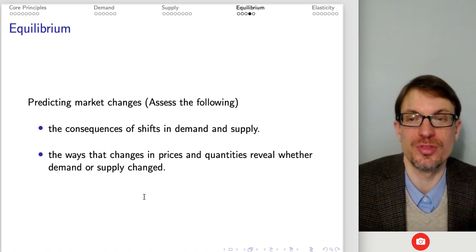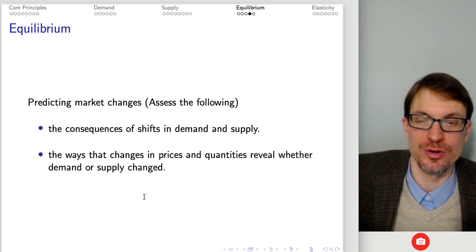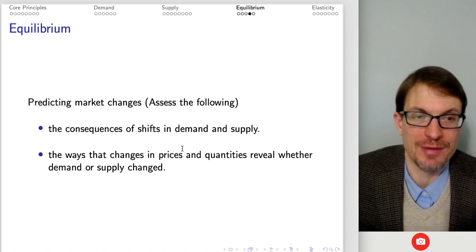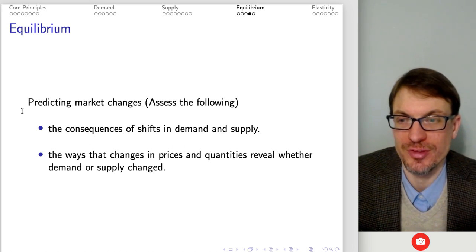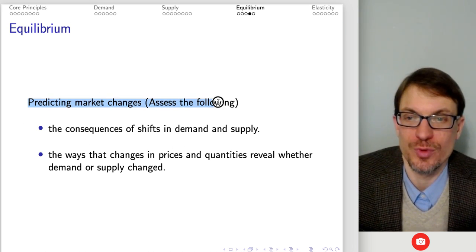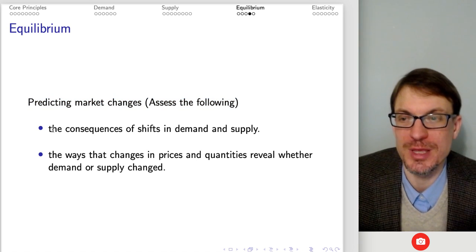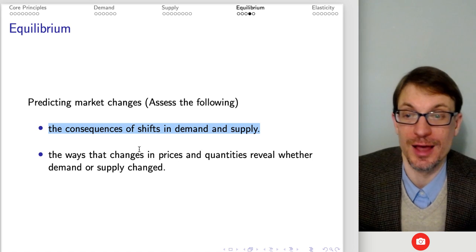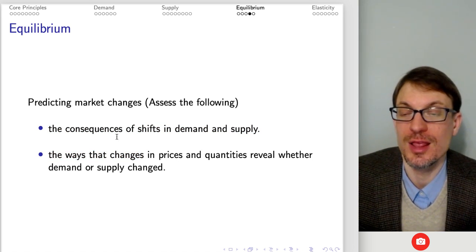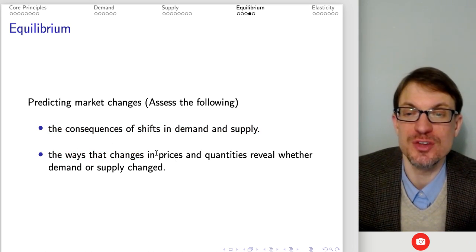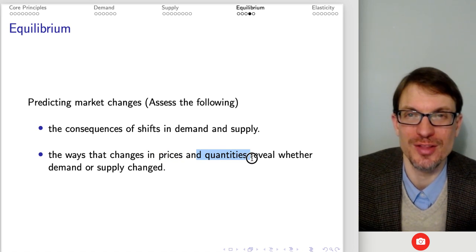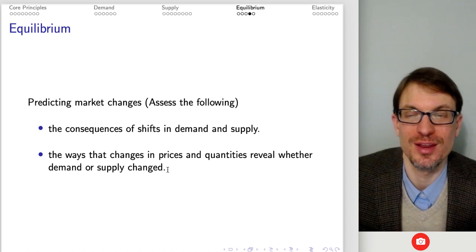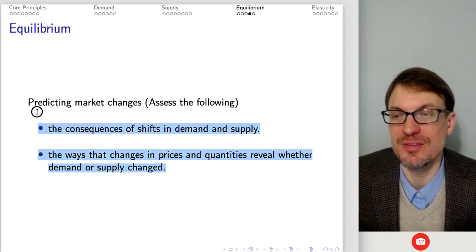All right, so the next thing we want to be able to do, and I won't go into huge detail here, but this is something you want to work through with graphs and with the practice exercises and from the text. You want to think about predicting what happens in response to changes. So we want to be able to identify the consequences of shifts in demand and supply, specifically on price and on quantity. And the other thing you want to do is, if you see a change in price or a change in quantity, try to look back and identify whether demand or supply changed. So you can get a sense of this even without the graph.